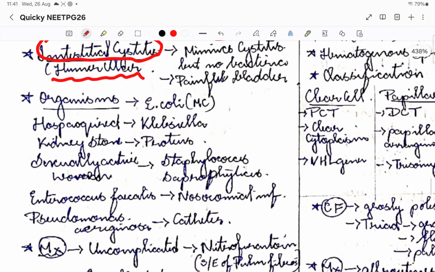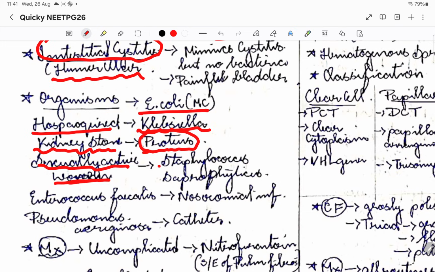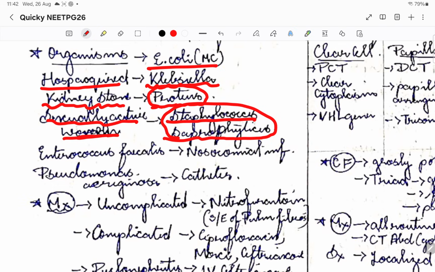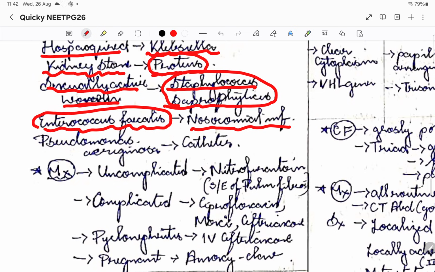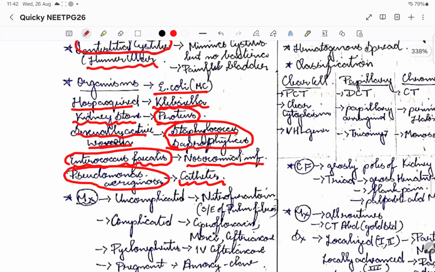Then coming to the organisms that are involved with UTI. The most common organism with UTI is E. coli. The other organisms: if there is a hospital acquired UTI, it is going to be Klebsiella most commonly. If it is a kidney stone that is causing the UTI, most commonly it will be Proteus mirabilis. Then sexually active women, please note this down, it will be Staphylococcus saprophyticus. Then coming to nosocomial infections, it is going to be Enterococcus faecalis. If it is a catheter based UTI, then it is going to be Pseudomonas aeruginosa. So these are all the important organisms.